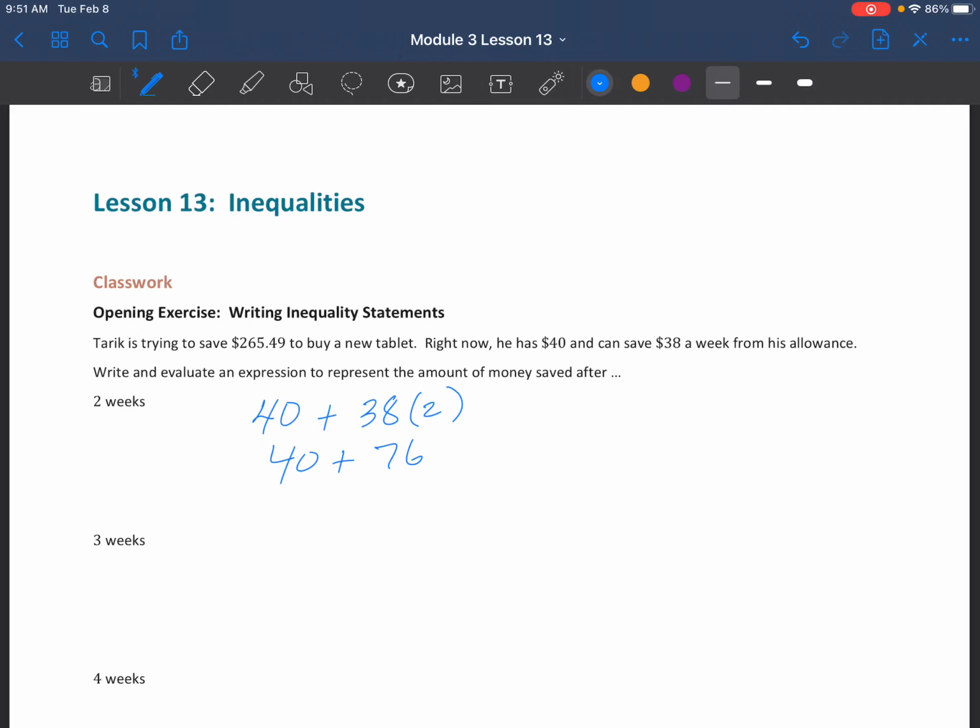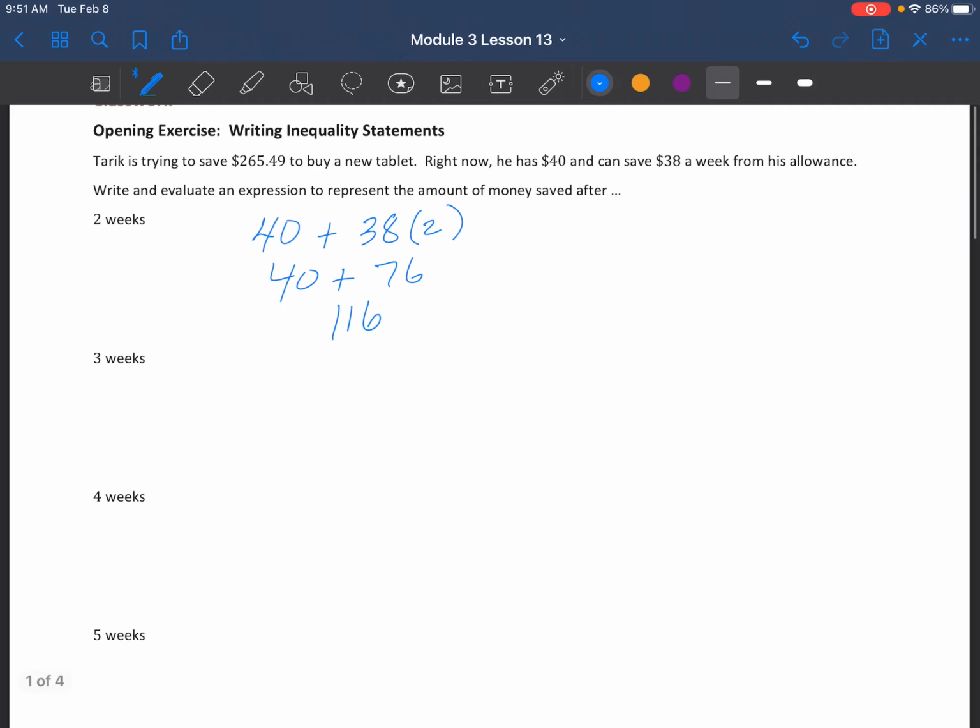He can save $38 a week, but in this case, we're trying to figure out how much he saved after 2 weeks. So this is 40 plus 38 times 2 is 76. 40 plus 76 is 116. So how about after 3 weeks?